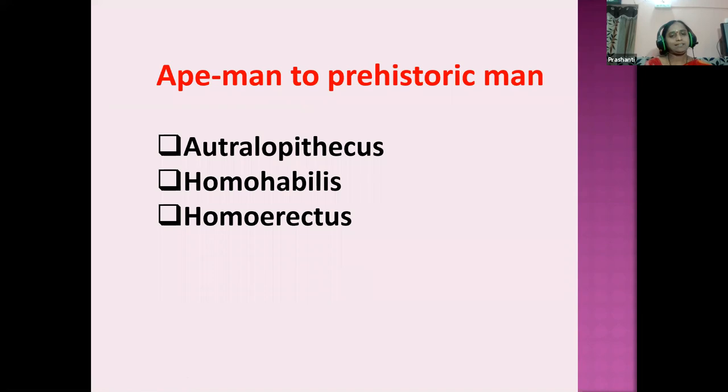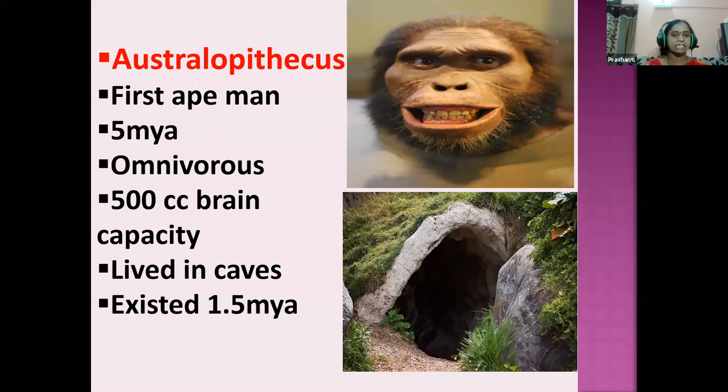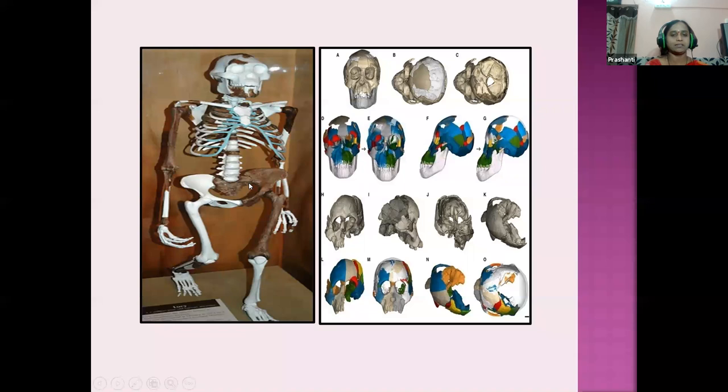Next comes the ape man to the prehistoric man, that is Australopithecus, Homo habilis and Homo erectus. First one, Australopithecus. These were the first ape man, which appeared 5 million years ago. Now they had shifted to omnivorous, children. The brain capacity was 500 cc cranial capacity. They lived in caves and existed until 1.5 million years ago. When you see the height, children, of the Australopithecus, they were of very little height. And these are the fossils of the skulls. So this is the Australopithecus, who was the first ape man.